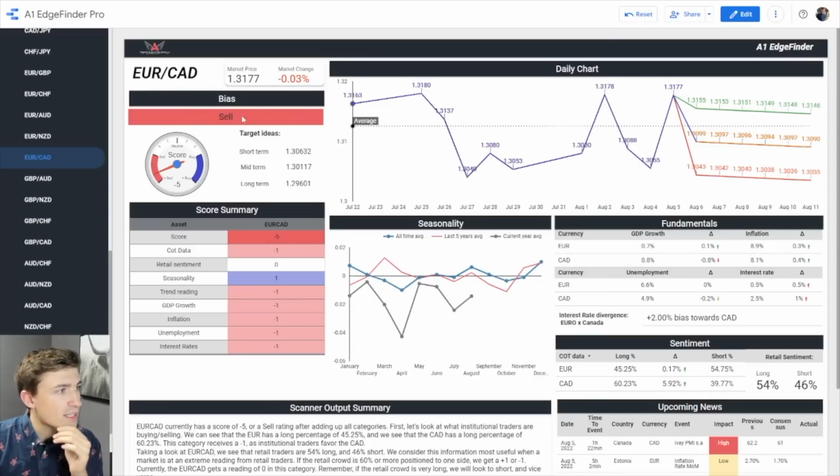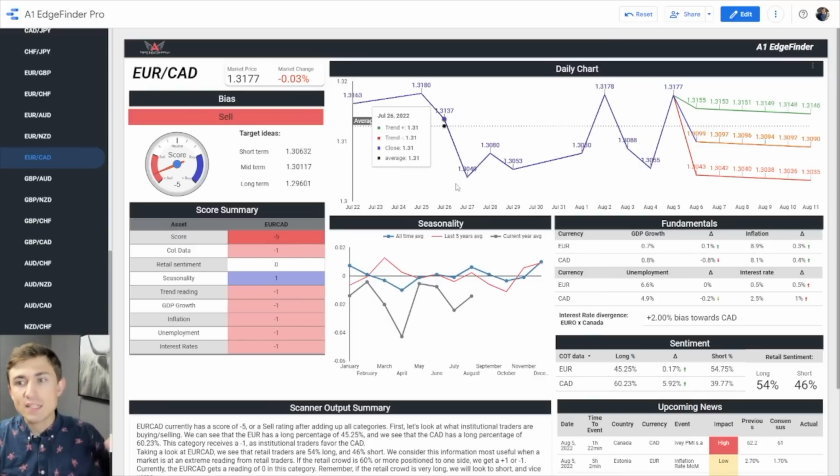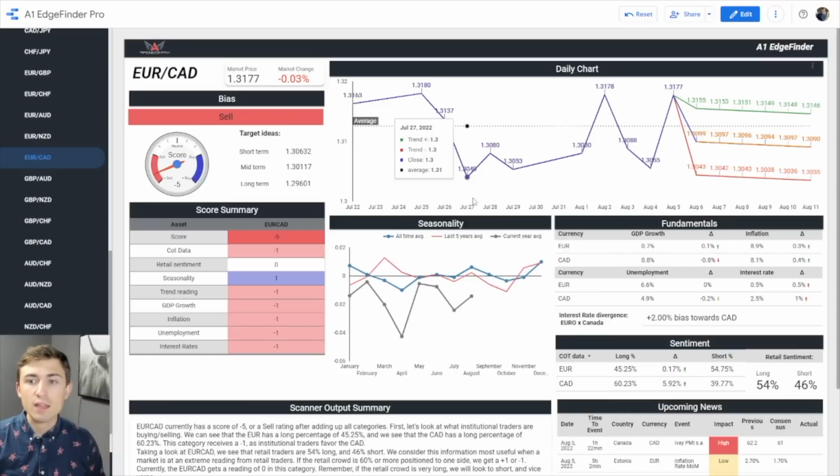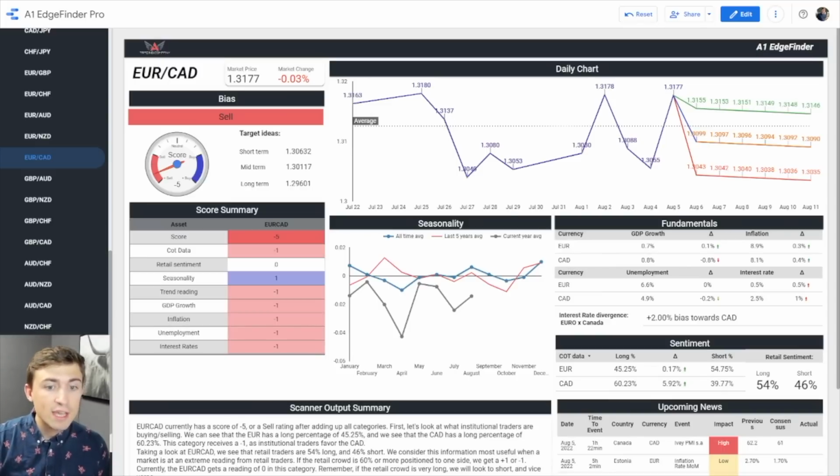Euro CAD has a sell rating on our market scanner. This tool takes into account several fundamental and sentiment metrics to help us build a better bias on data-driven trading setups. So if we take a look at the -5 score here, what that's telling us is that according to our metrics that we study, this is getting a sell bias. Now, in terms of that, let's break that down a little bit.